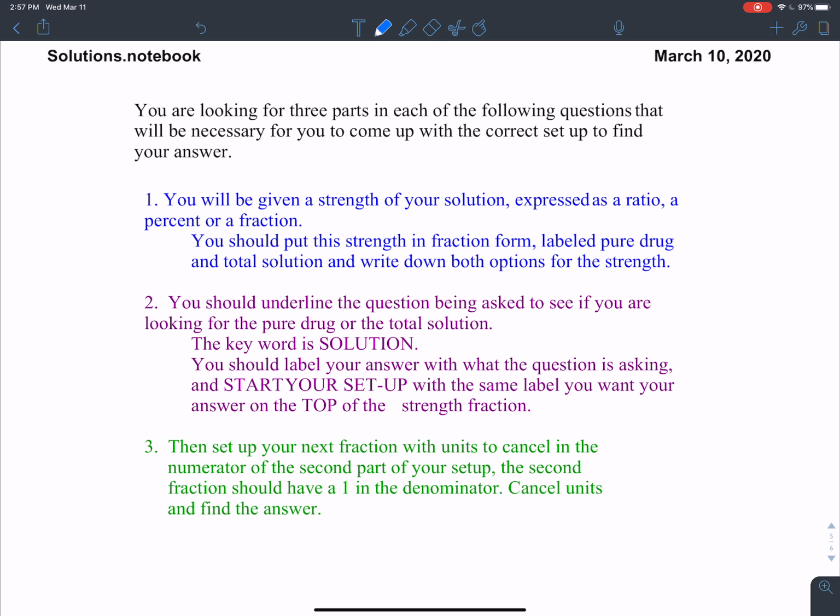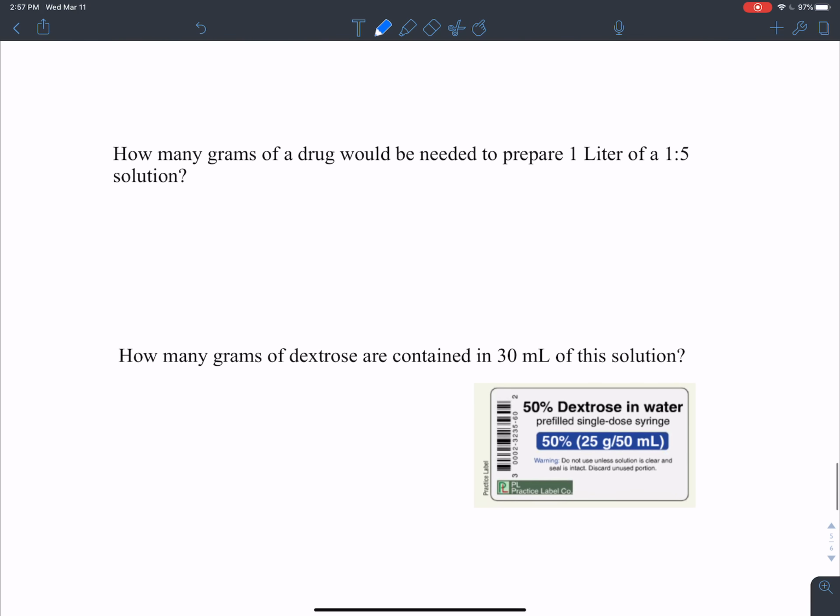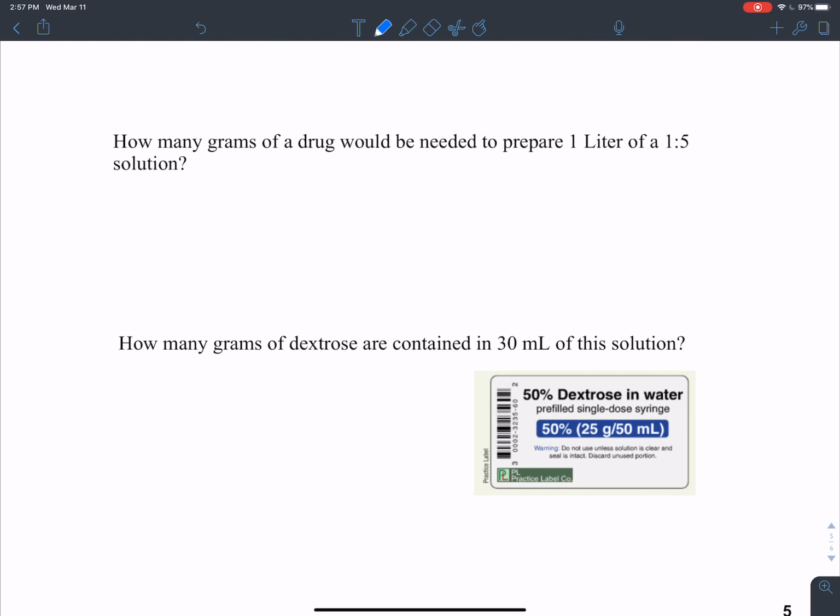You should label your answer with what the question is asking and start your setup with the same label you want your answer on the top of the strength fraction. Then set up your next fraction with units to cancel in the numerator of the second part of your setup. The second fraction should have a 1 in the denominator. Cancel units to find the answer. So if we look at some examples, it starts with how many grams of a drug would be needed to prepare 1 liter of a 1:5 solution. So they gave us this 1:5 ratio. I know that means 1 part drug over 5 parts solution.